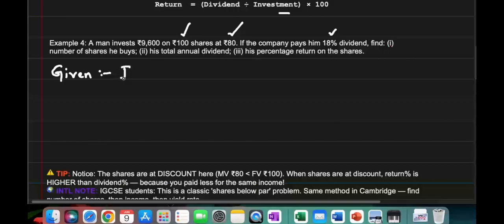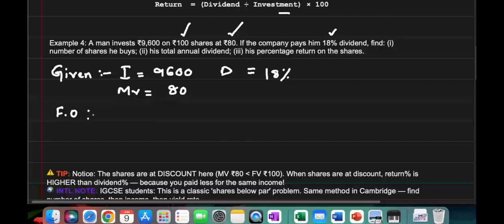So first of all, total investment is 9,600, and then we have market value. Market value per share is 80 rupees. So if you are investing 9,600, the number of shares will be found by dividing by 80, right? And the dividend percentage given is 18%. Got it? These three things are given.